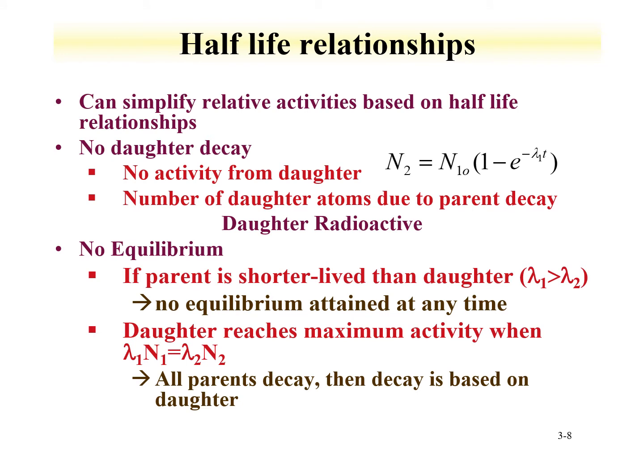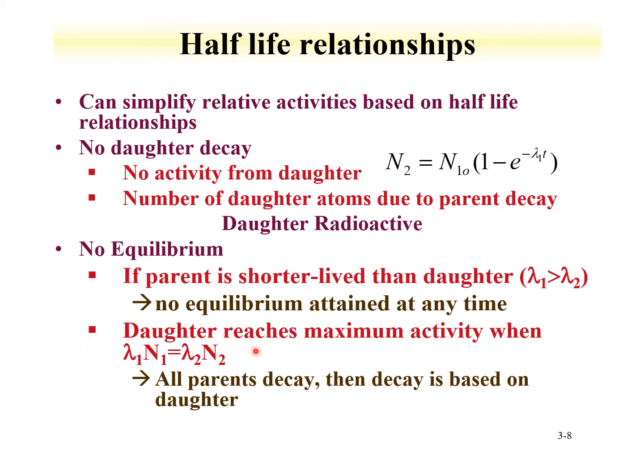Equilibrium means that eventually a relationship between the decay of the parent and the decay of the daughter would be established. If the parent is shorter lived than the daughter, or if the decay constant of the parent is much larger than the daughter, no equilibrium is attained. Daughter reaches a maximum activity when this condition is solved.